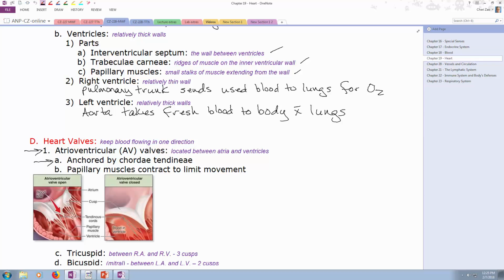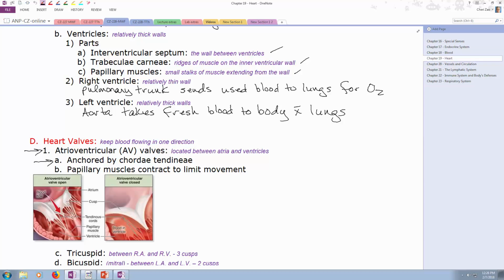So right and left side must pump the same volume, because the left side is dependent upon the right side filling it up. You guys follow me? And vice versa. So this is a circuit, and if you short any side, it will affect the other side. So you always have the same volume of blood.